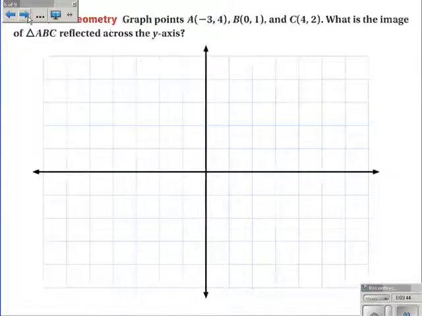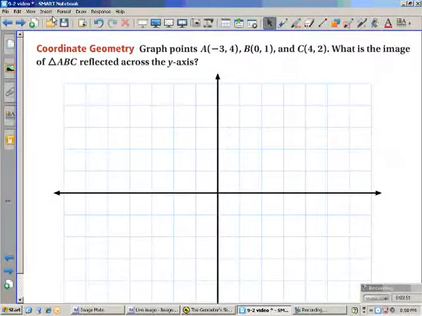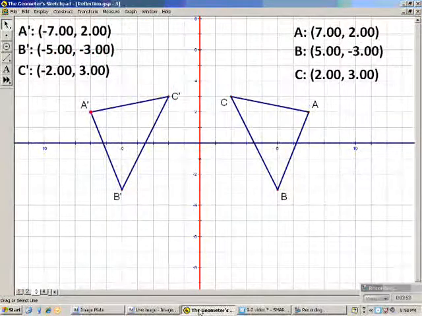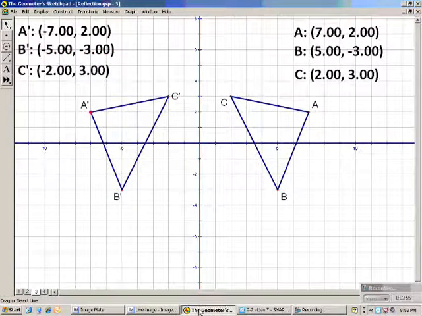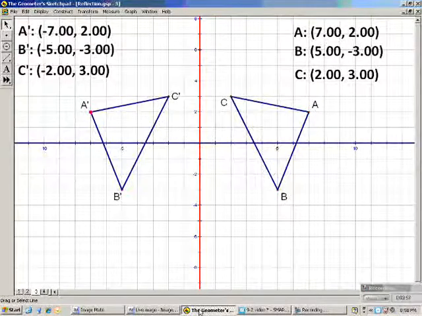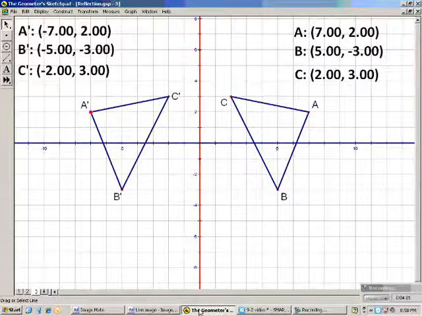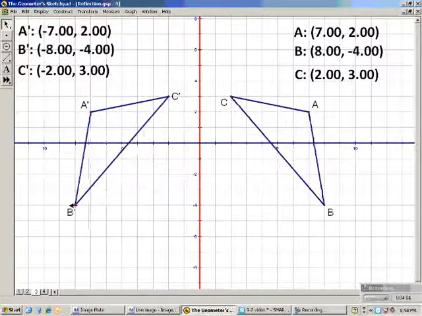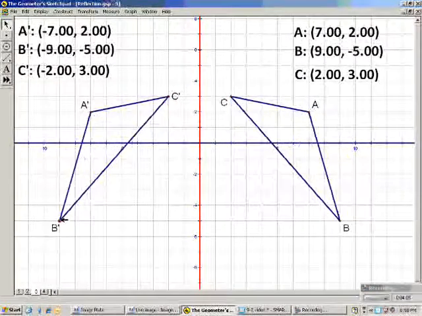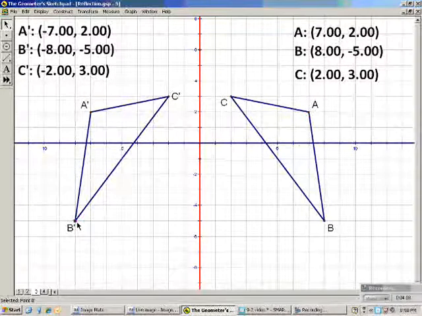Okay? Now, before we jump into graphing a figure like a triangle, let me show you again what it looks like in Geometry Sketchpad. Okay, here's a triangle ABC, and triangle A prime, B prime, C prime, and I've also included the coordinates. Now we can move it around. It says a reflection, which I'm not surprised about.